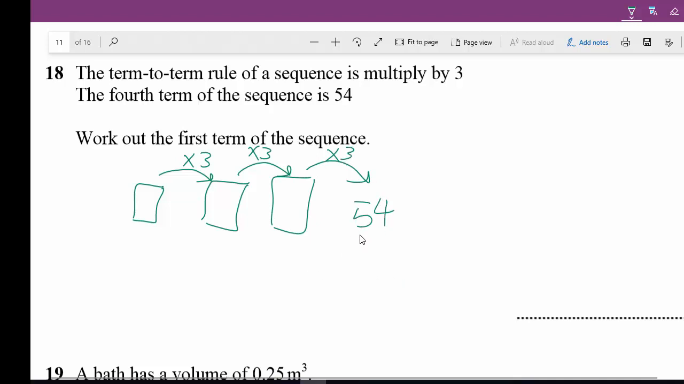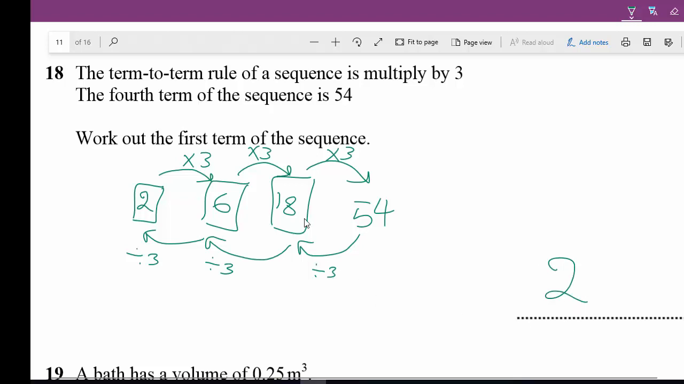Now what if we go back? If we go back, we have to divide by 3. Go back, again divide by 3. Go back, divide by 3. 54 divided by 3 is 18. 18 divided by 3 is 6. 6 divided by 3 is 2. 2 is the first term. Let's check. 2 times 3 is 6. 6 times 3 is 18. 18 times 3 is 54. So it's correct. The first term is 2.